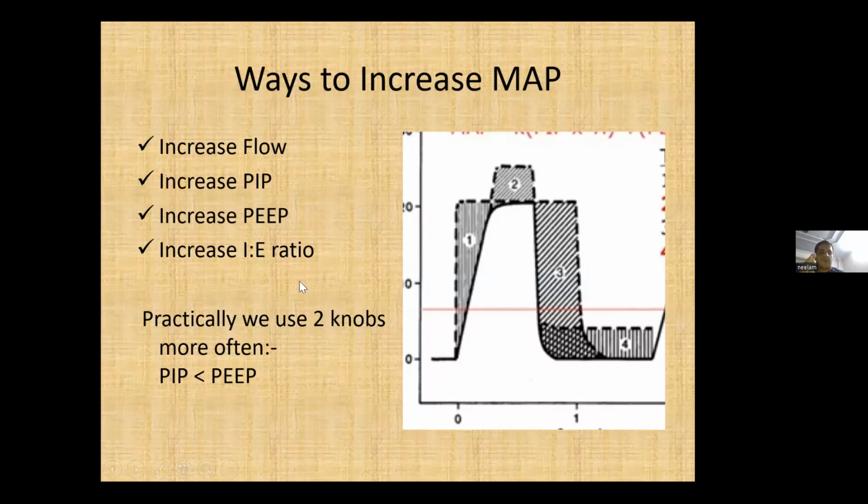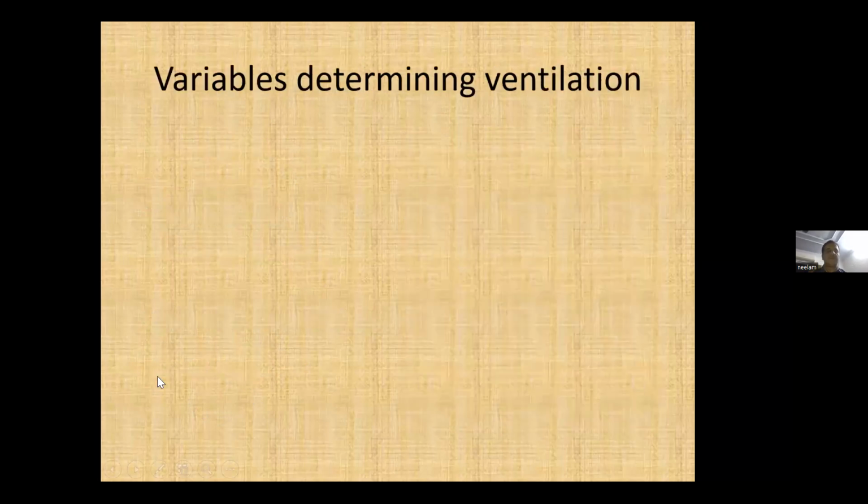But practically, what we rely on more often is either we increase the PWP, which is the most effective way to increase the mean airway pressure, or if you feel your PWP is already high, next what you can increase is PIP. Okay, very often we don't meddle with the flow and the inspiratory time, because if you increase the flow or the inspiratory time, there can be other problems. That is, if you increase the flow, it may change from laminar flow to turbulent flow, again it will increase the resistance and all other issues may come. So that is why most of the times we try to increase either the PWP or the PIP.